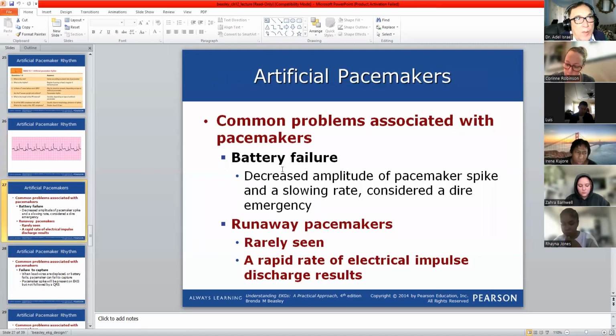What are the problems? As I told you, the problems are related to the source of electricity. Runaway pacemaker. Number one is battery failure. Like any device working with a battery, if the battery is out of service, the device will not be working. And a runaway pacemaker is very rare, which is a rapid rate of electrical impulse discharge. So it gives a sensation like tachycardia, which is not preferred. So this is very rare to happen.